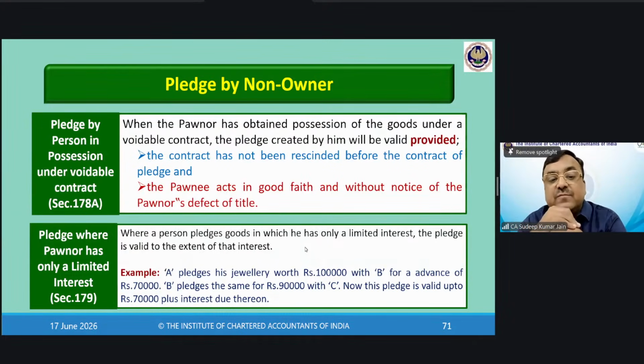B pledges the same for rupees 90,000. Now the pledge is valid only for 70,000 plus interest.